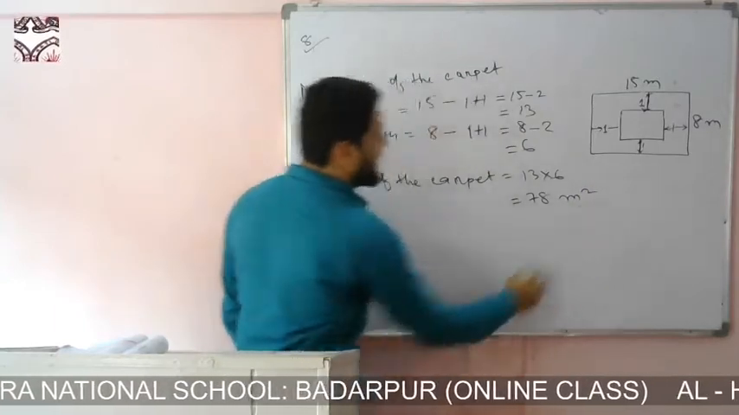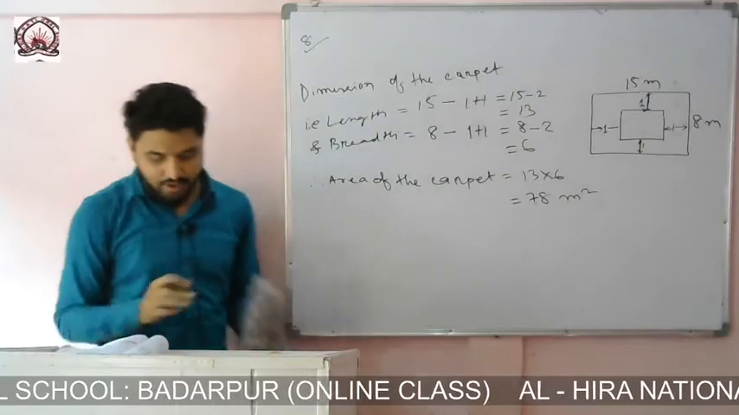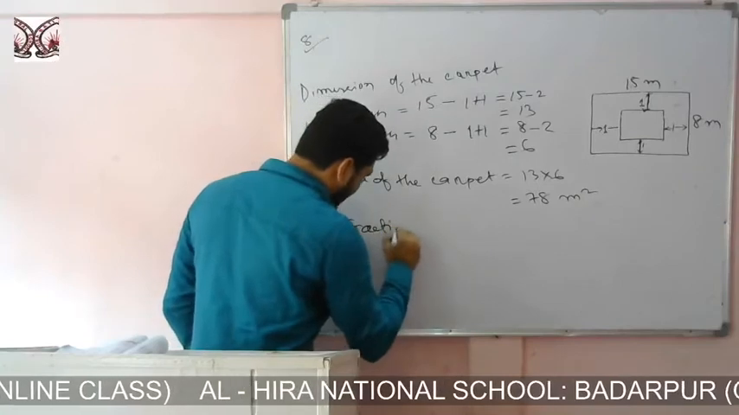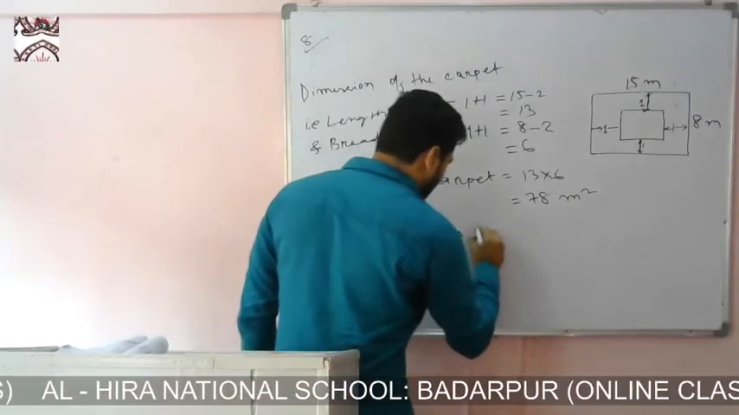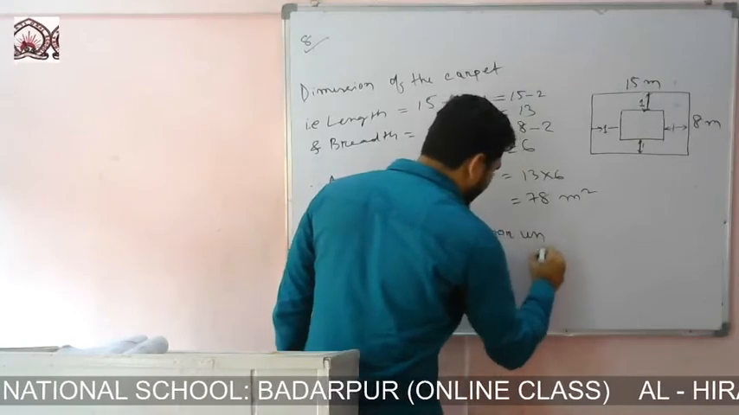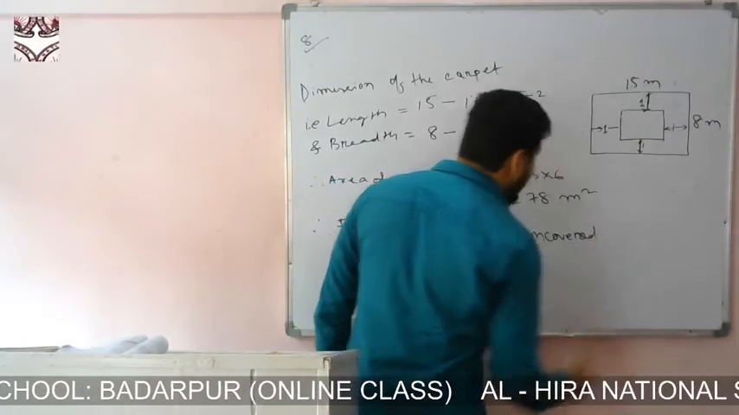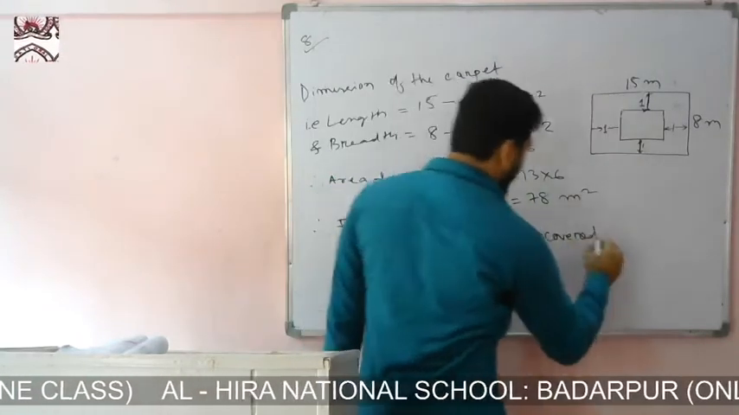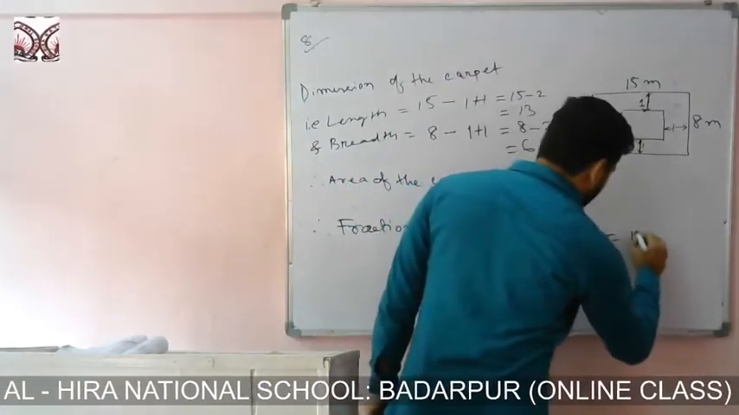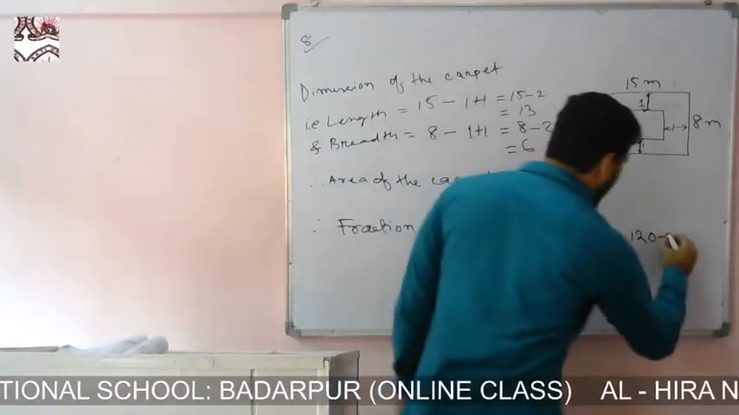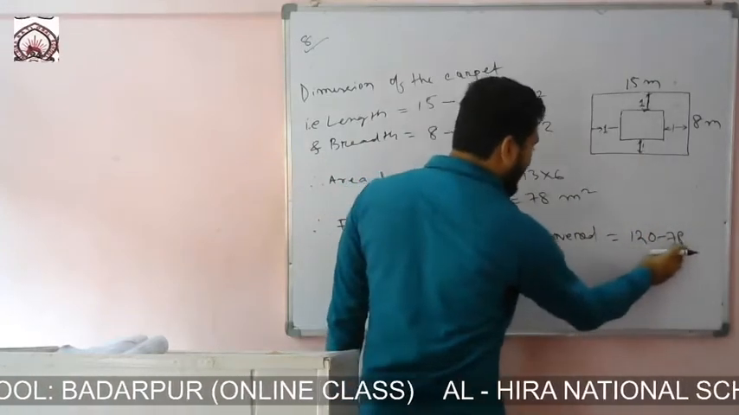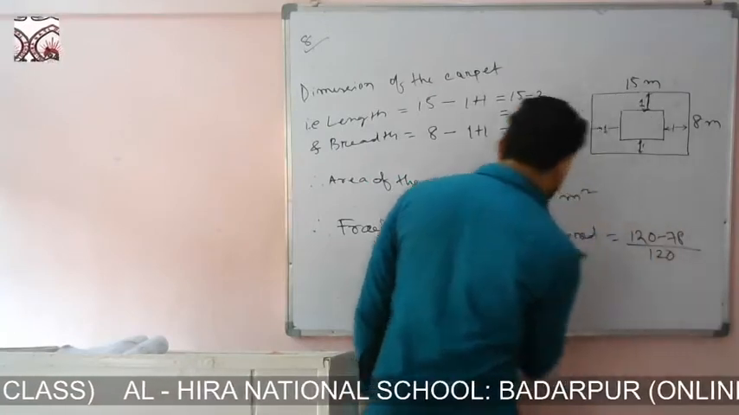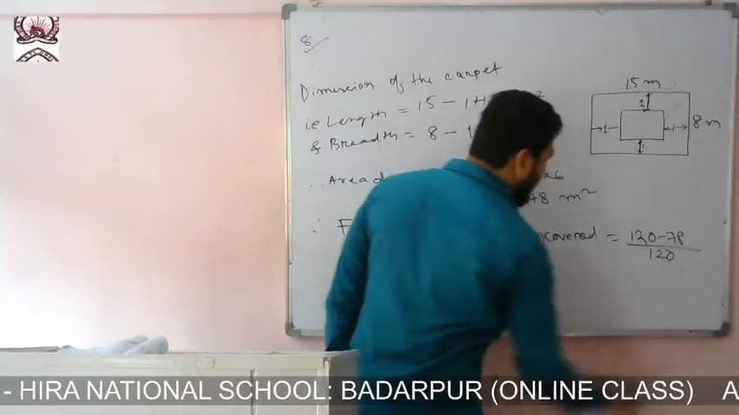Okay, now we can find the what? Now we can find the fraction of the floor uncovered. Okay, therefore write fraction. We have to find the fraction of the floor uncovered. That means you subtract the area of the carpet from the area of the floor, and again you divide it by what? 120, because you have to find the fraction of the floor. For that reason you have to divide it by 120.